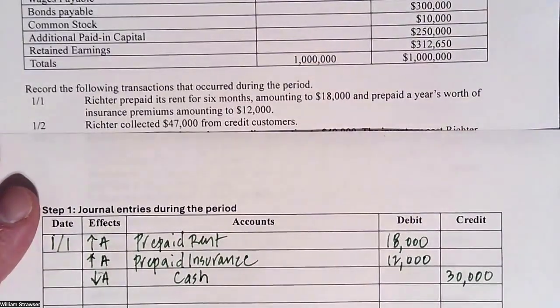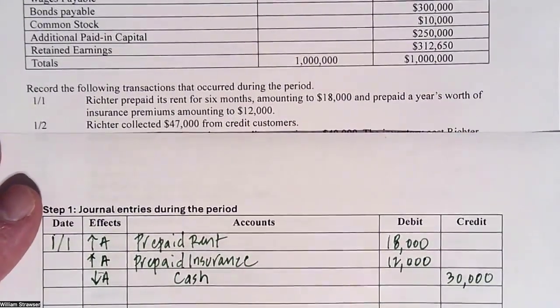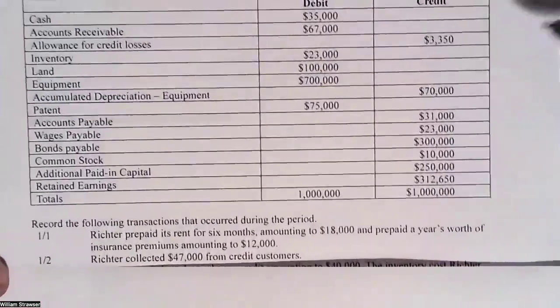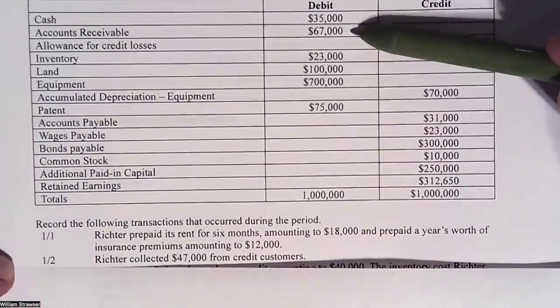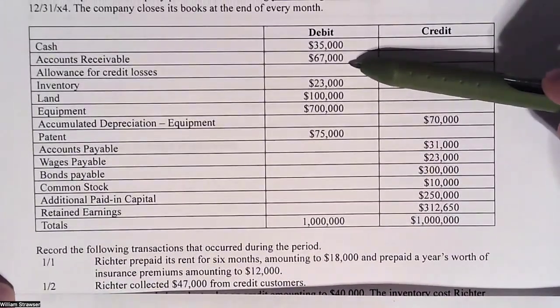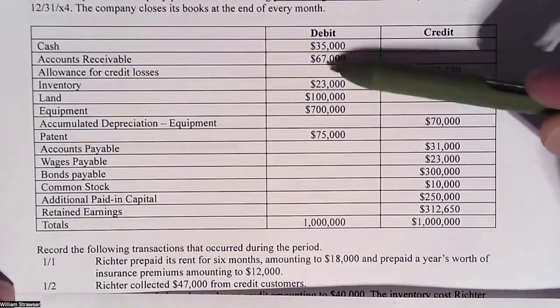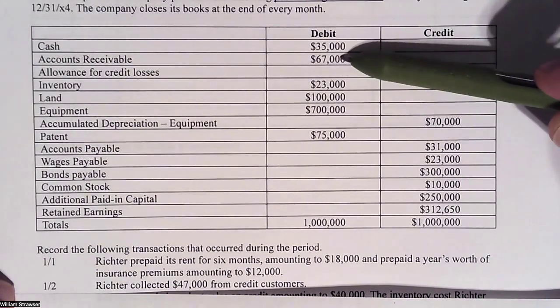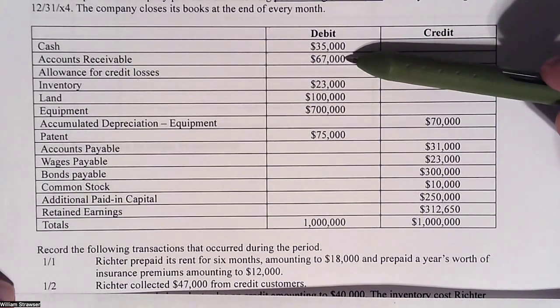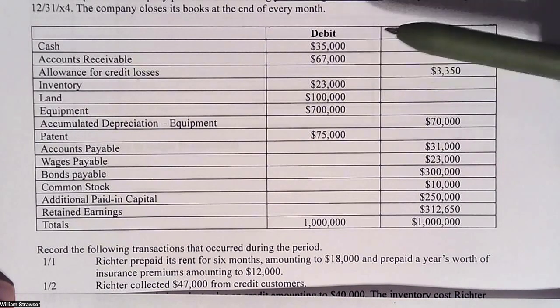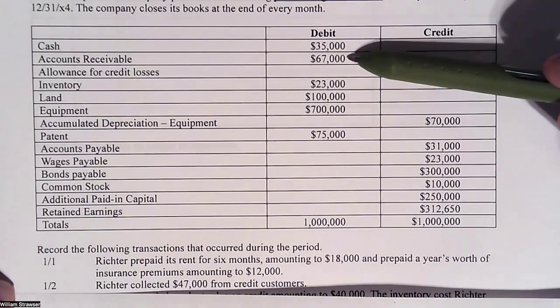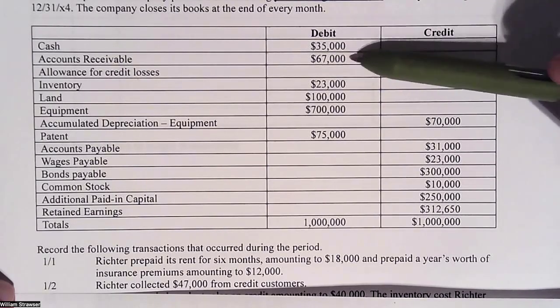Richter collected $47,000 from credit customers. So this would be a collection on some of the people that owed them money still at the end of the prior period. So notice that they have accounts receivable of $67,000 listed as an asset on their post-closing trial balance. This means that there's $67,000 of customers who have either taken a good or a service from my company and have not yet paid. We invoiced them because we completed the work, but they haven't paid us cash.